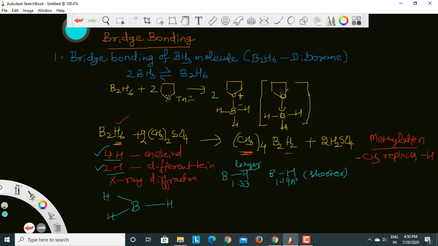Boron is having valency shell. Let us see the configuration of boron. Atomic number 5, 1s2, 2s2, 2p1. But it is making 3 bonds with 3 hydrogen. So it is making 3 sigma bonds.